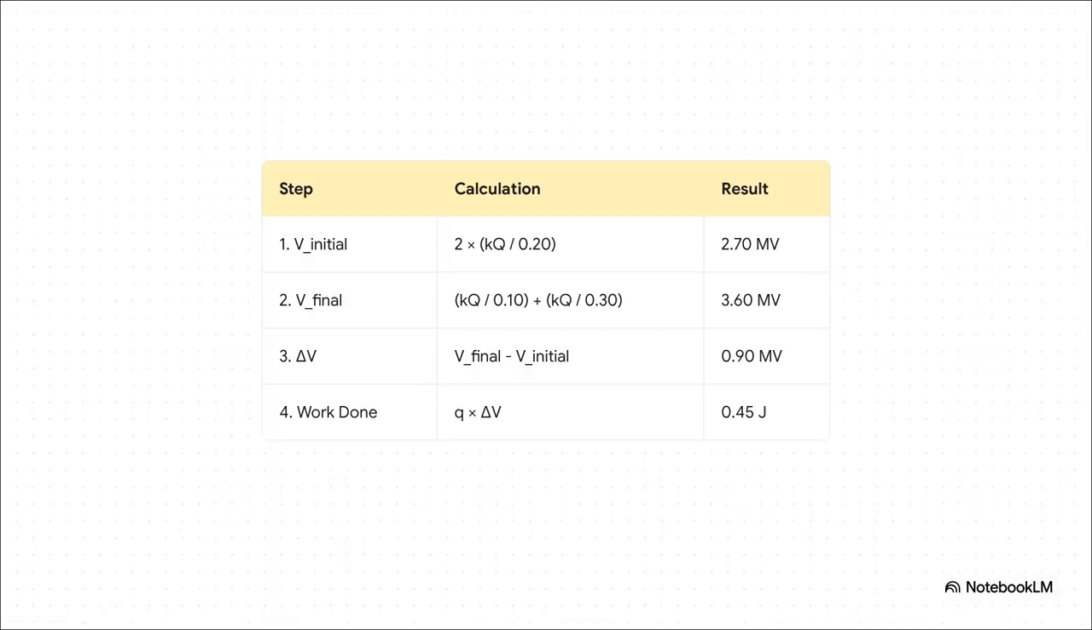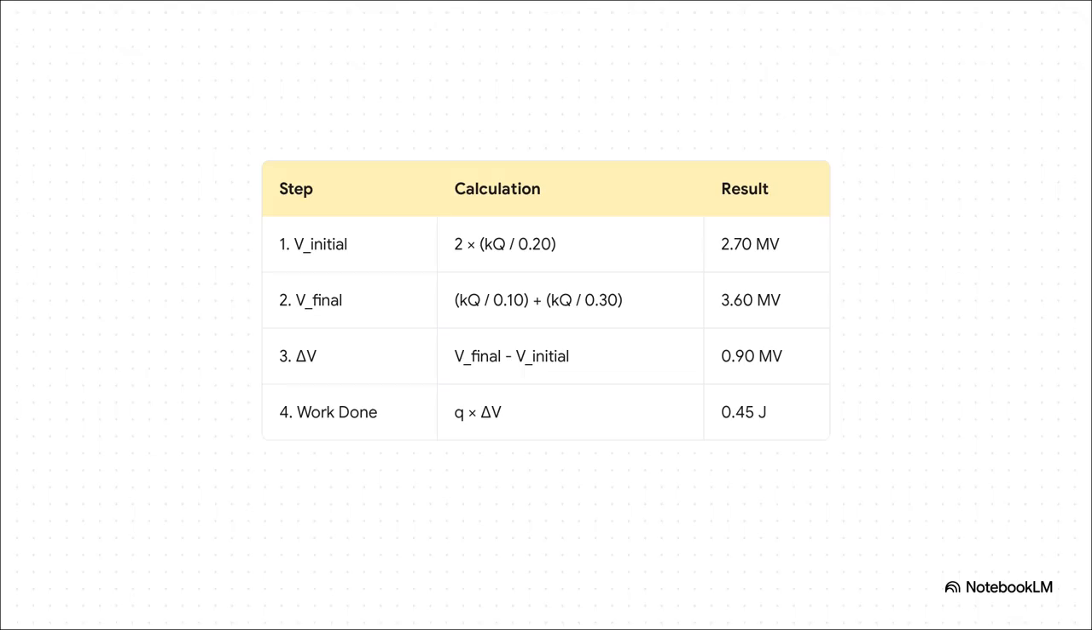So, let's do it. Step 1, the initial potential. At the midpoint, it's the same distance from both charges, so we can calculate the potential from one and just double it. That gives us an initial potential of 2.7 million volts. Whoa! Step 2, the final potential. Now our little charge is closer to one source and farther from the other. We have to calculate the potential from each one separately and add them up. That gives us an even higher potential of 3.6 million volts. Step 3, what's the change? Final minus initial. That's a climb of 0.9 million volts.